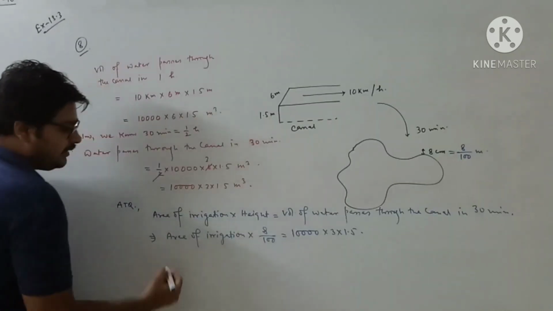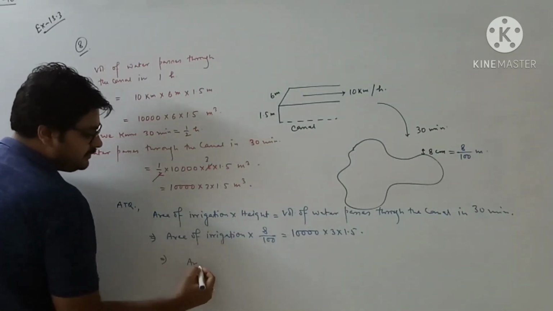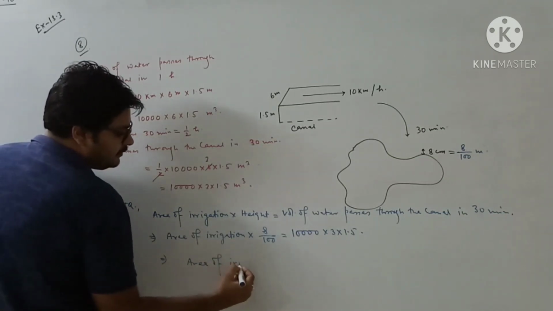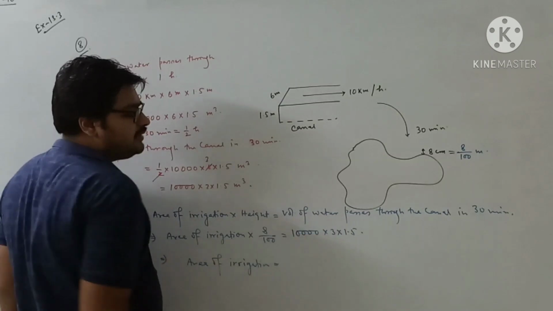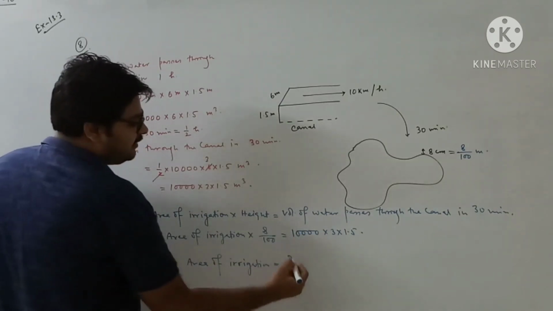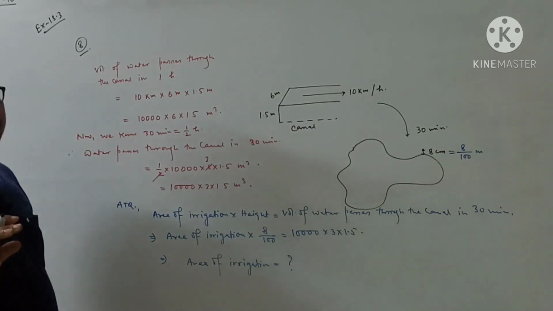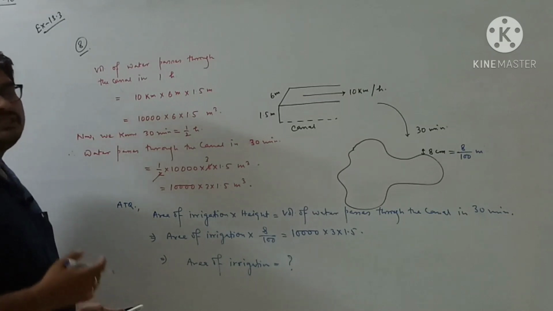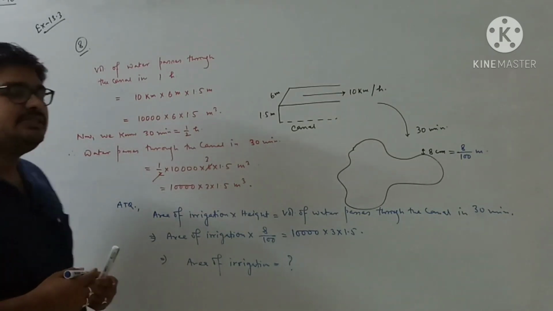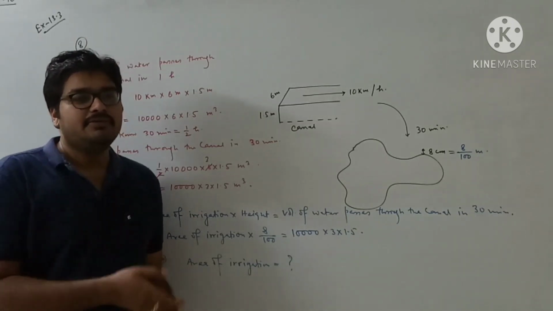Now I think you can calculate it to get the area of irrigation. So area of irrigation, this 8 by 100 you take to that side, calculate it and find out the area. And the answer must come in meter square. If the answer is too much bigger, then you just change it to kilometer square. That totally depends on you. Depending on the situation, accordingly you will do the work.